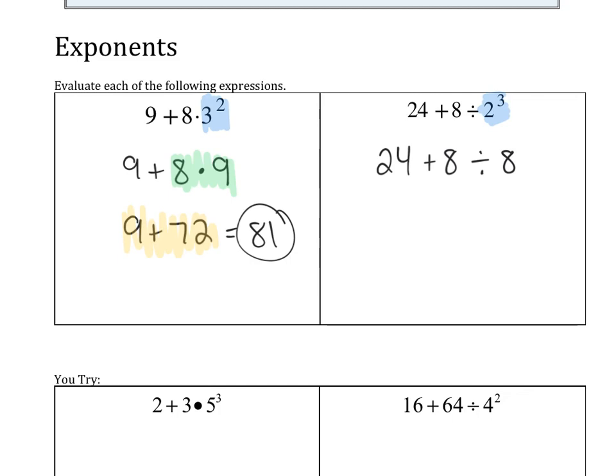Next step is to multiply or divide. So we only have one division there. We're going to do that part next. 8 divided by 8 is 1. So we have 24 plus 1 as our final step, and 24 plus 1, easy enough, is 25. So our final answer here is 25.